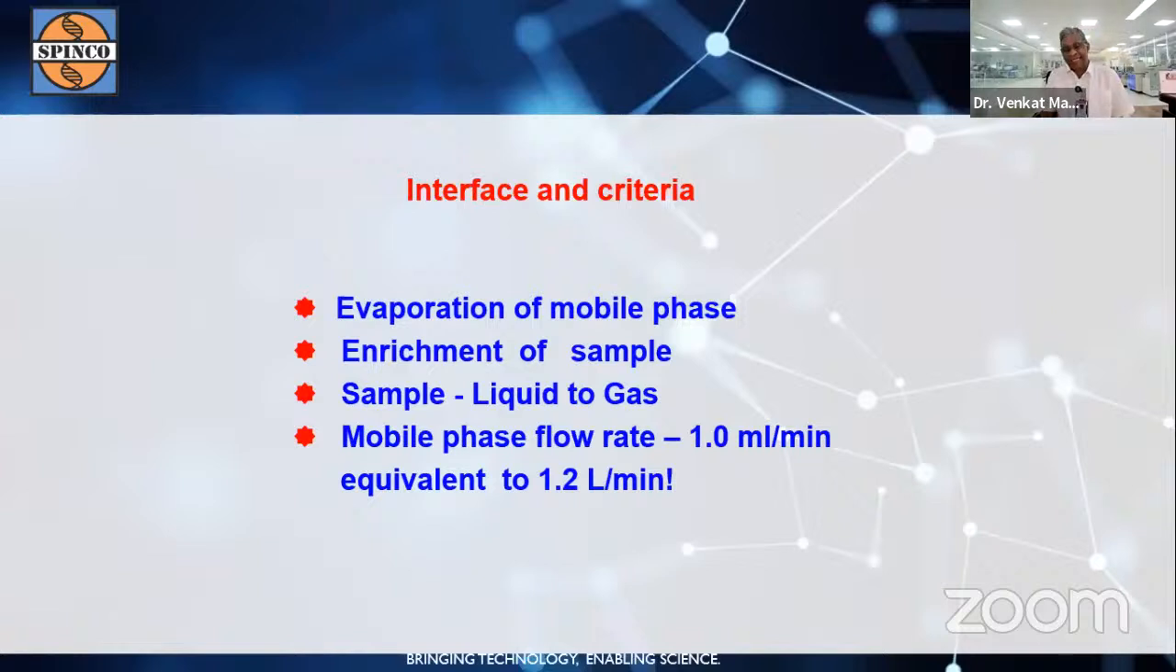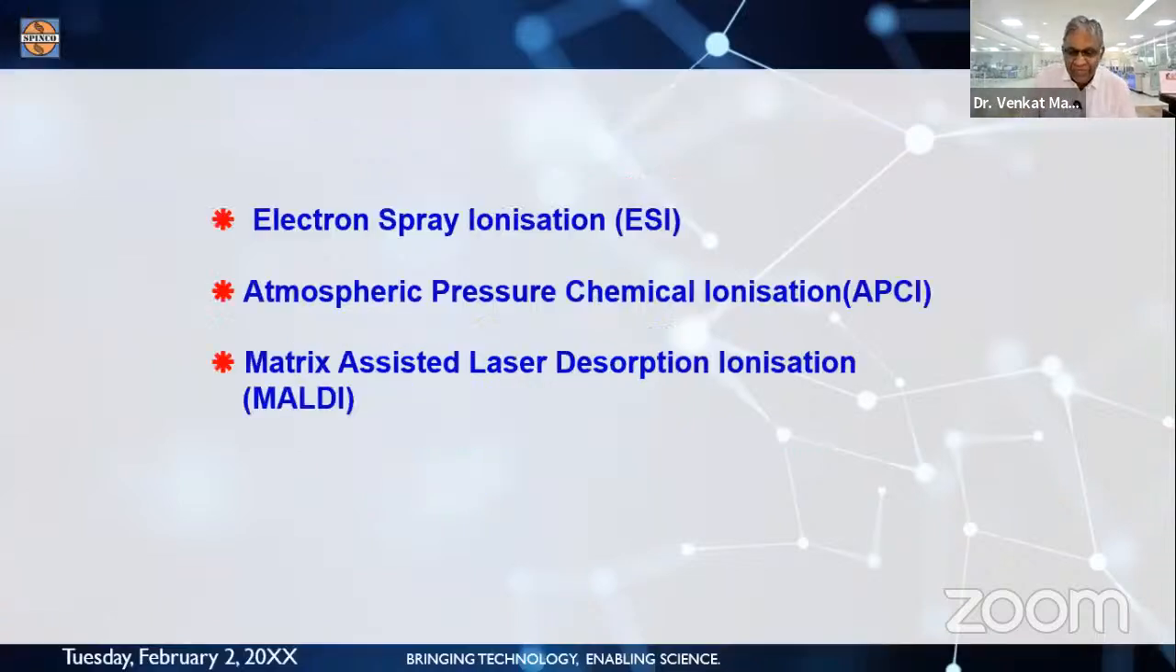For example, a 1 ml per minute flow rate of a liquid in liquid chromatography is equivalent to 1.2 liters of a gas. The moment you convert it into gaseous form, you need an efficient pump. That is why in liquid chromatography, we always prefer to use a turbomolecular pump so that it sucks all the vapors very fast. Good.